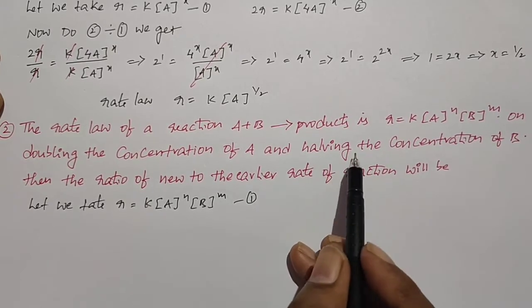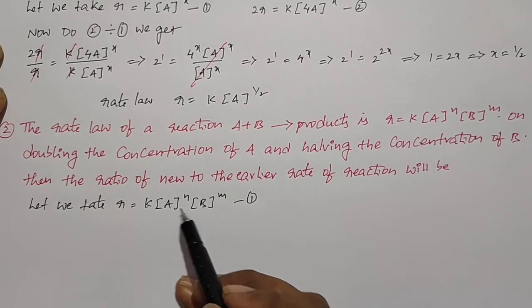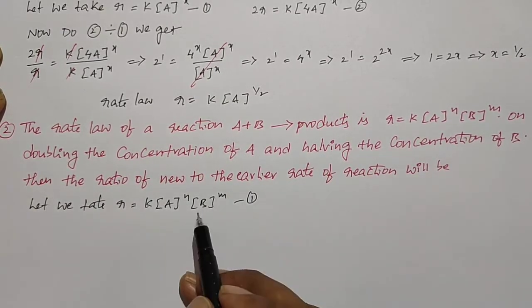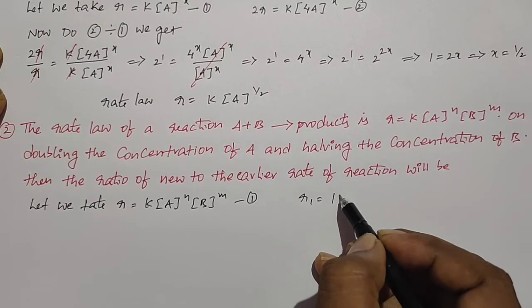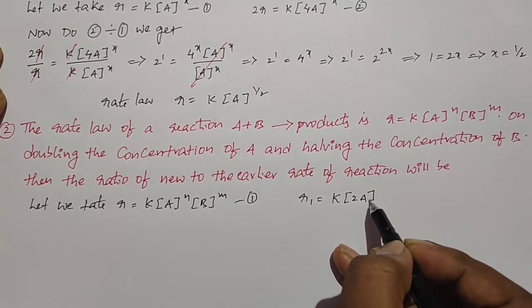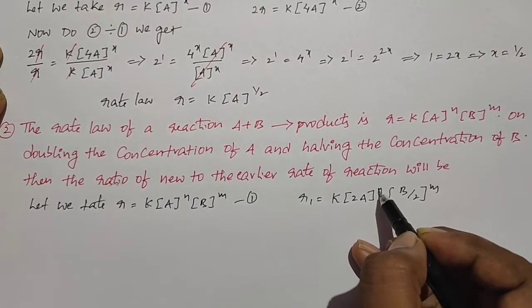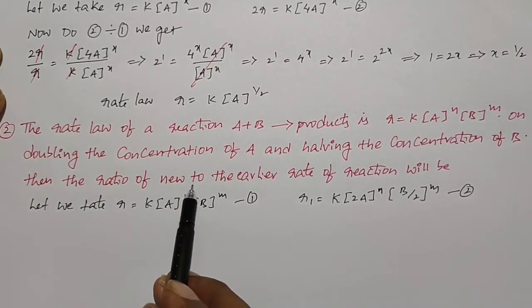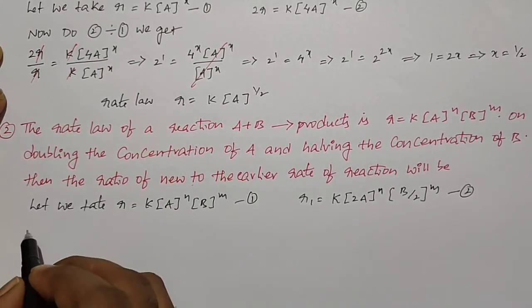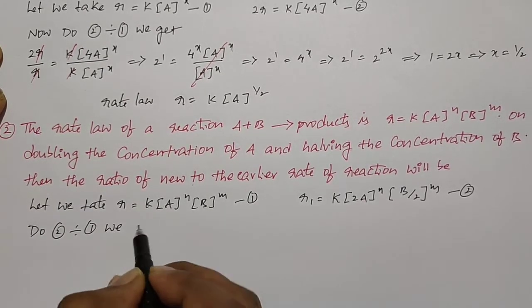Then based on the given information, the concentration of A is doubled. In place of A, we need to write 2A, and halving the concentration of B, in place of B we need to take B by 2. So we get R1 is equal to K into 2A power N into B by 2 power M. This is the new rate based on the given information. Now they are asking about the ratio of the new rate to the earlier rate. So now do 2 divided by 1.